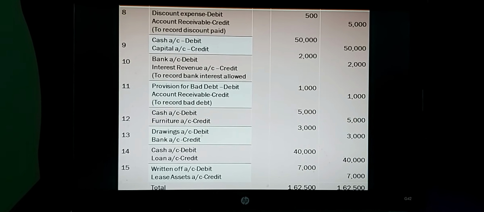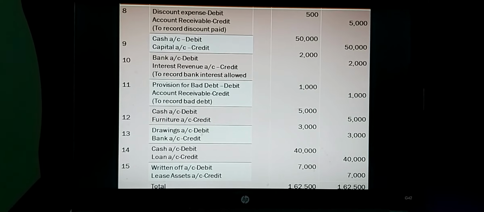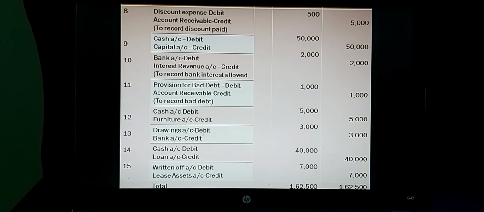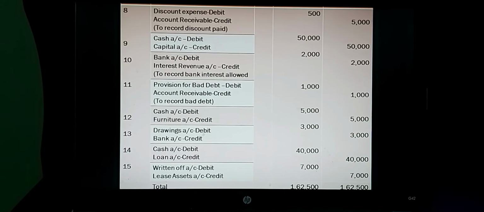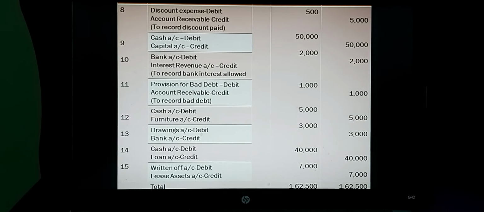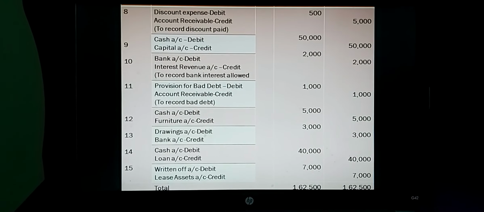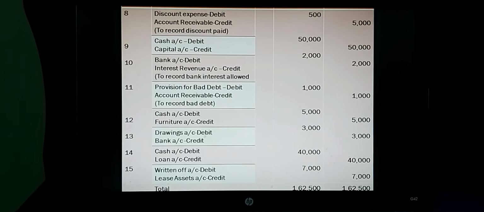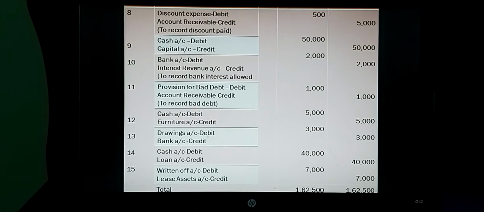And this is the last, total of debit and credit, 1,62,500 in debit and 1,62,500 credit. You know that from the principles of double entry system, total of debit amount is to be equal to total of credit amount.